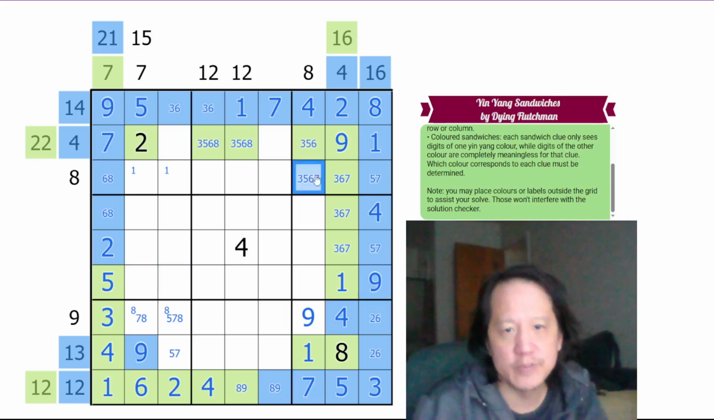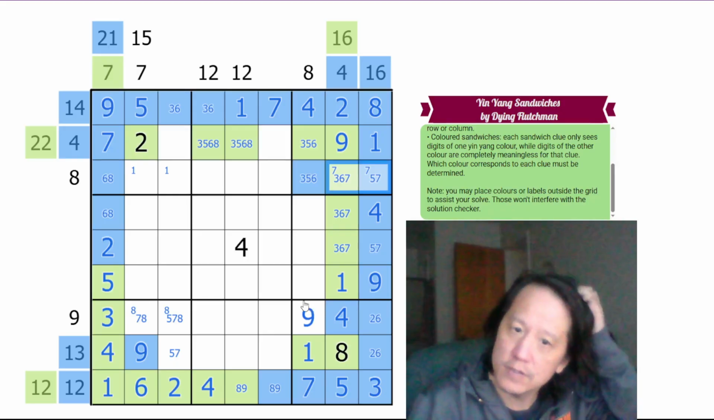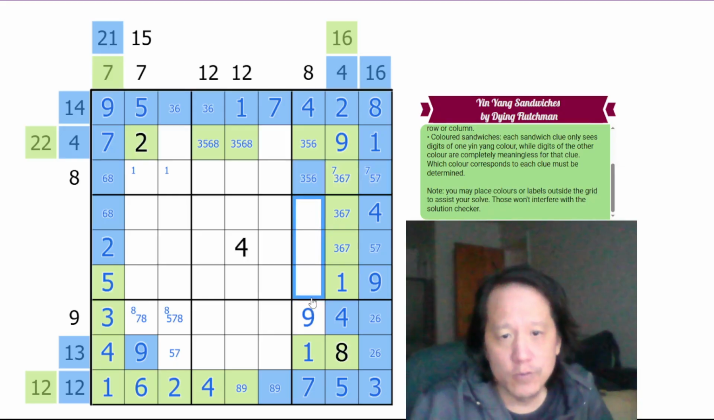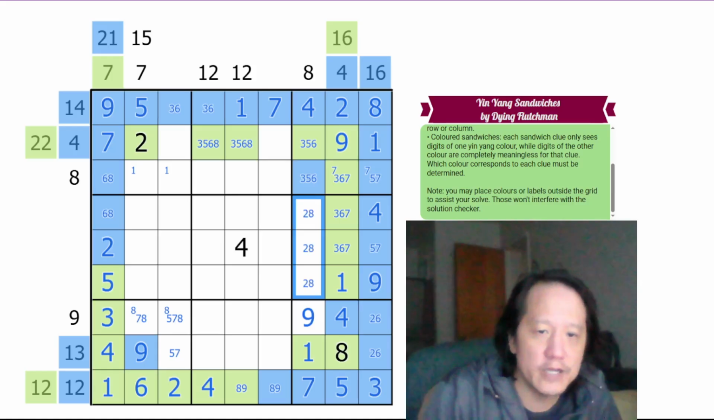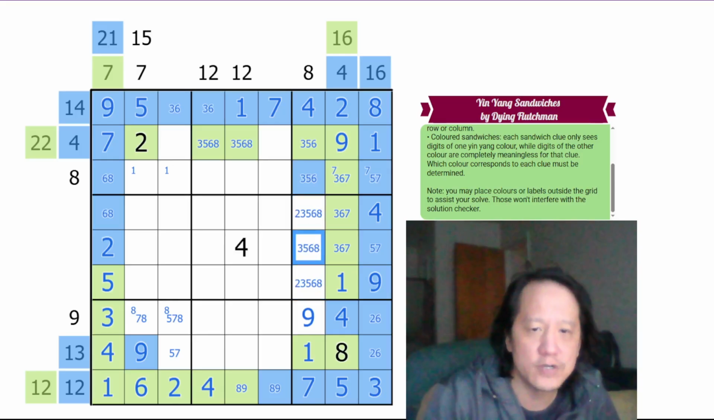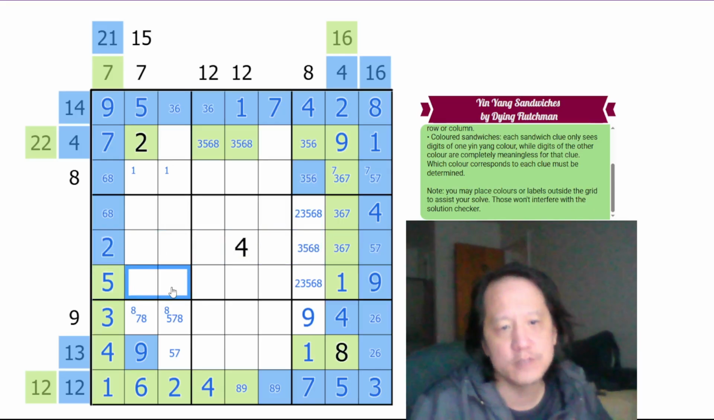This 7 eliminates 7 from being here, so one of these two is a 7. Remaining digits in column 7 have to be 2, 8, and we have 3, 5, or 6. This can't be 2, obviously, because of the 2 in the row. 4 has to be one of these two.